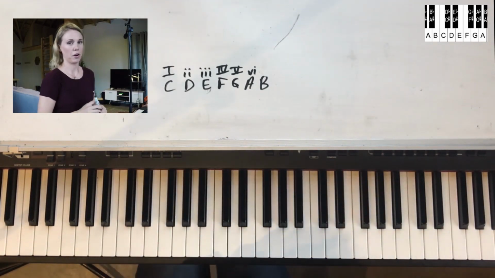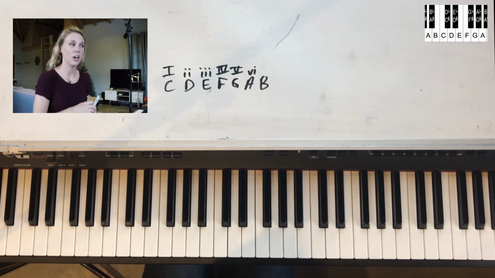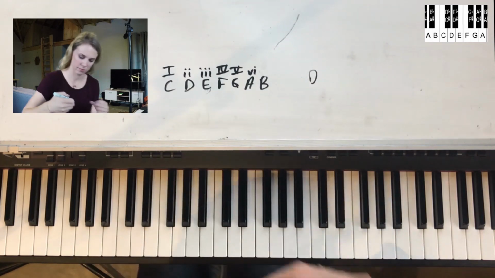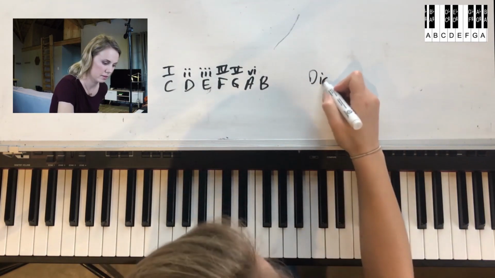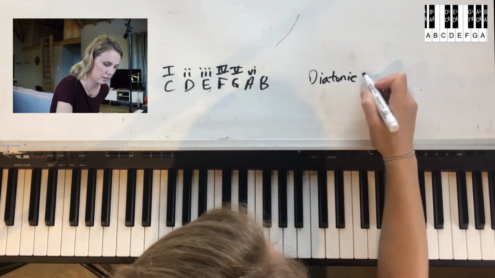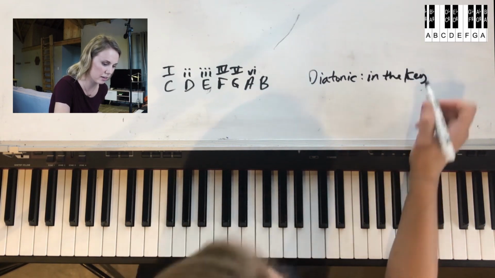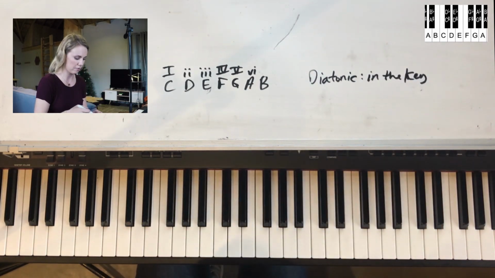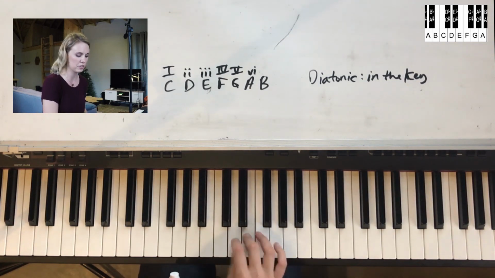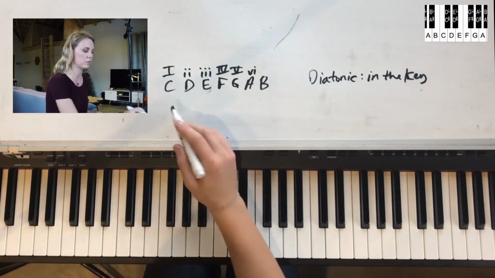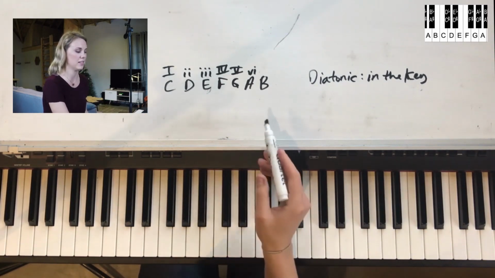Okay. So I want to teach you another word, diatonic. Diatonic means it's in the key. So what does that mean? It means we're not going to use C sharp or D sharp or F sharp or G sharp. It means we're going to stick with these white keys. It means we're going to form chords based off the root notes and only using the notes in the key.